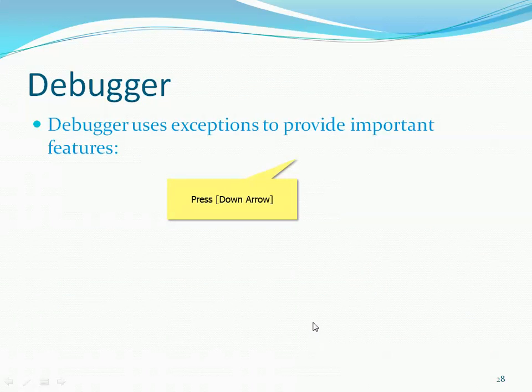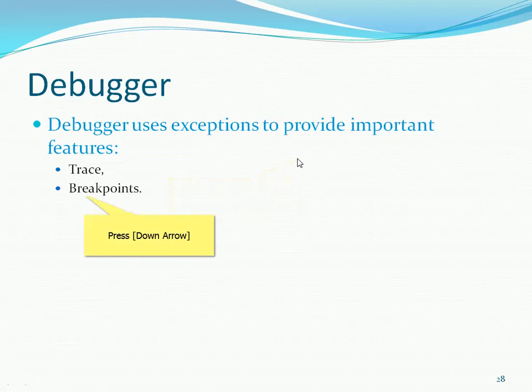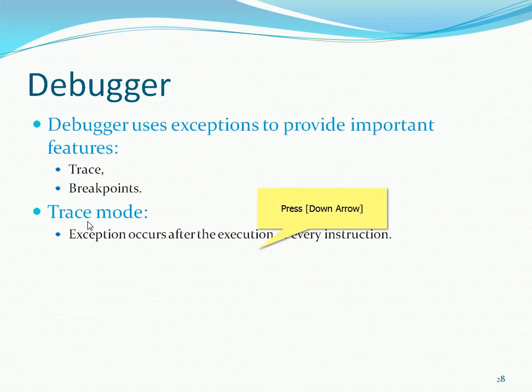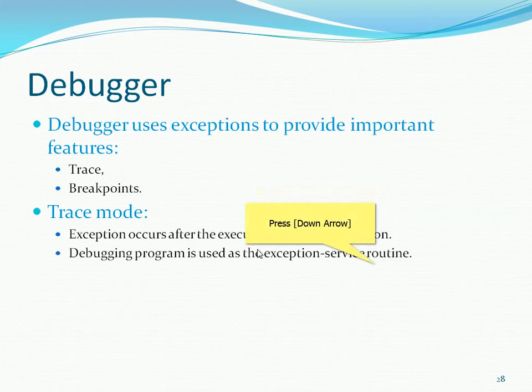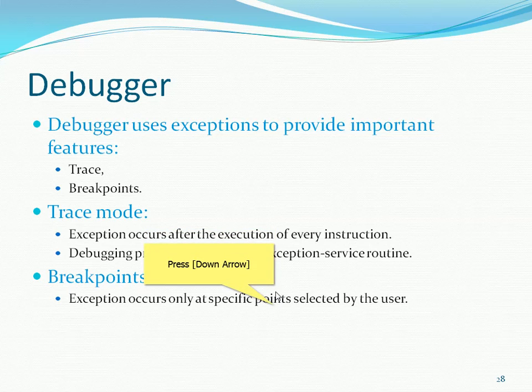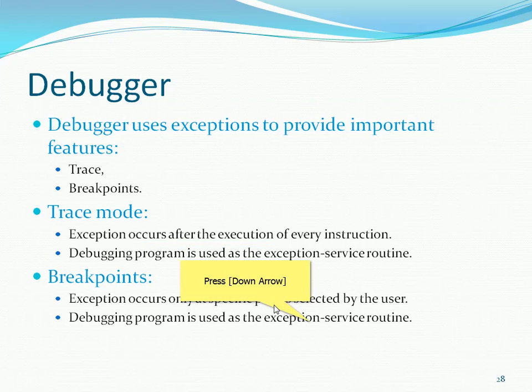There is one more terminology: the debugger uses exceptions to provide important features called trace, breakpoint, and single step execution of a program, and so on. In trace mode, an exception occurs after the execution of every instruction, and the debugging program uses the exception service routine. With breakpoints, an exception occurs only at specific points selected by the user, and the debugging program uses the exception service routine.